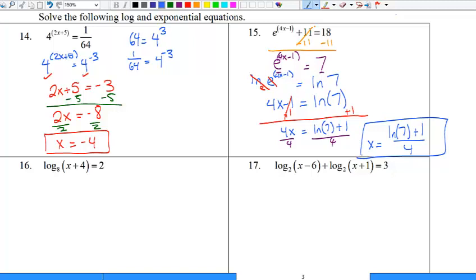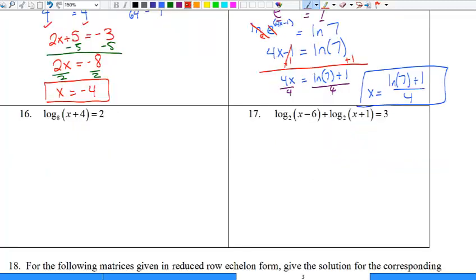So number 16 says log base 8 of (x plus 4) equals 2. This is in log form. There's nothing being added outside the parentheses or multiplied in front of the parentheses. I don't have two logs adding, so it's already exactly in the log form that we wanted it. I can't figure out how to get x out of the argument, so if you can't get x out of the argument, I'm going to change it from log form to exponential form.